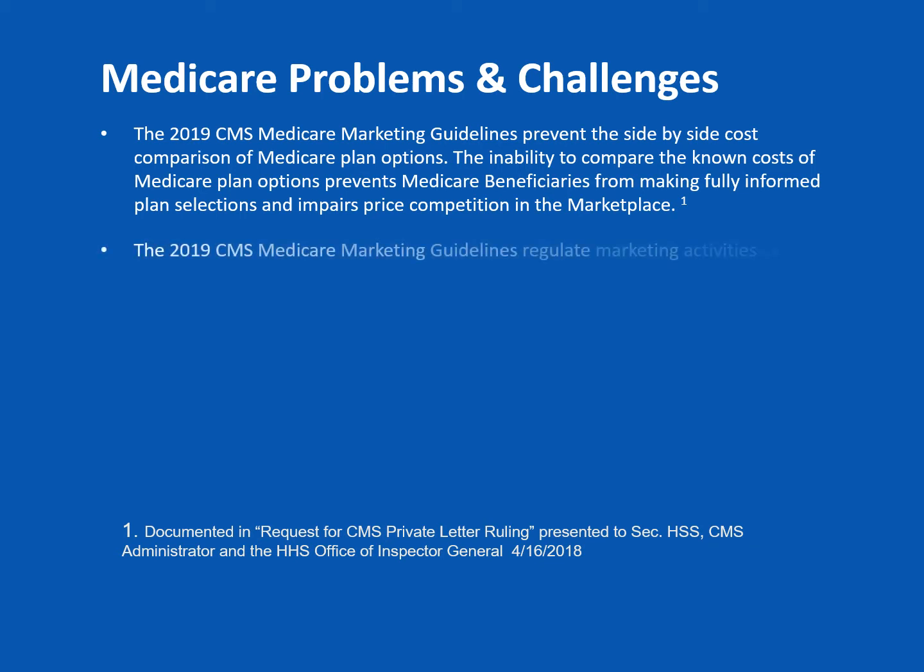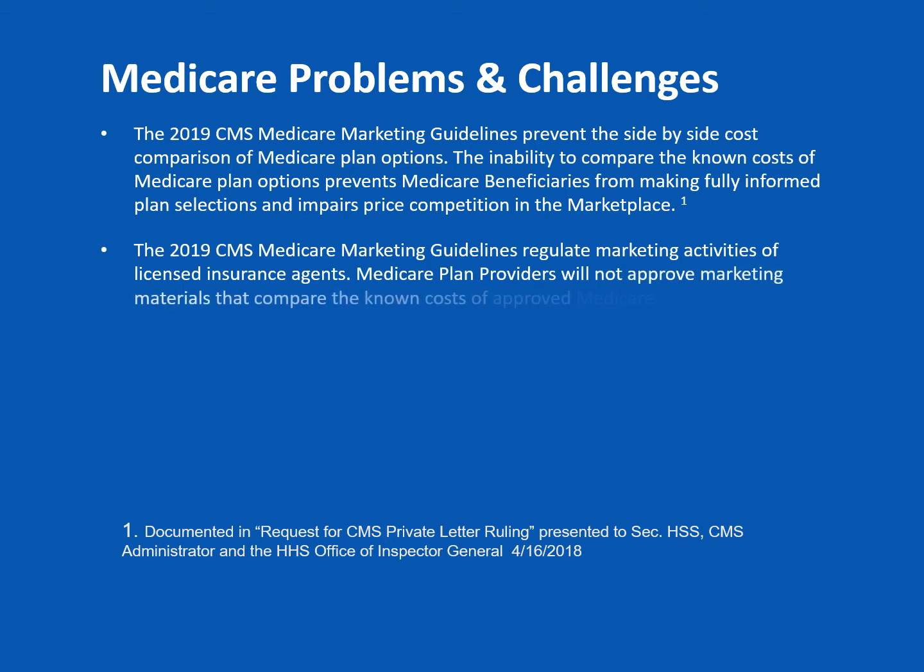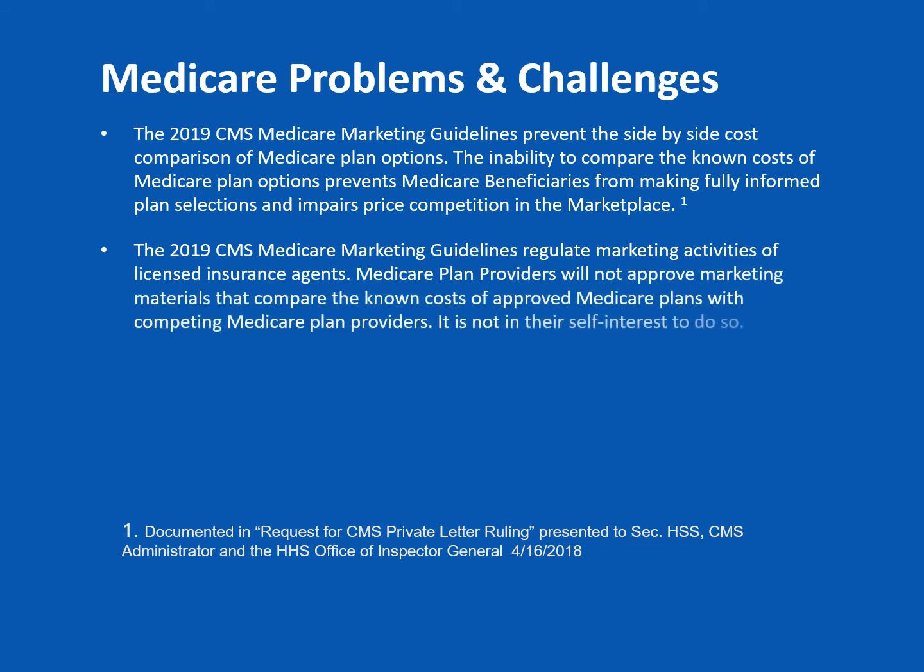The 2019 CMS Medicare marketing guidelines regulate marketing activities of licensed insurance agents. Medicare plan providers will not approve marketing materials that compare the known cost of approved Medicare plans with competing Medicare plan providers. It is not in their self-interest to do so.